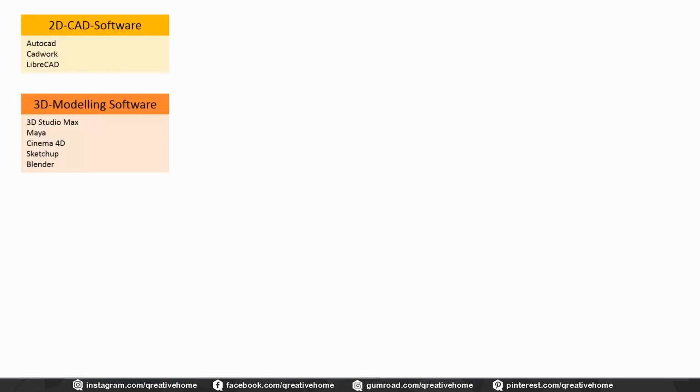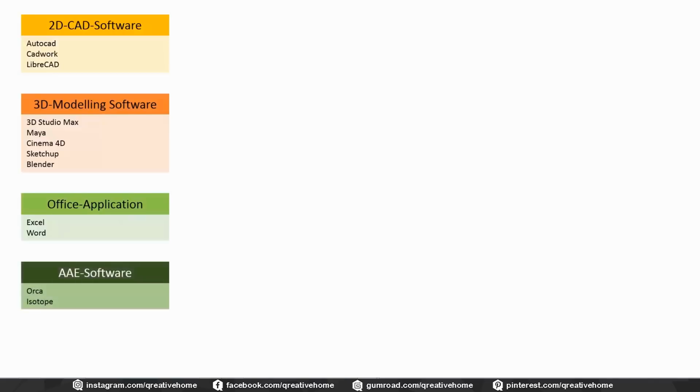Some examples for 2D CAD softwares are AutoCAD and CADWork. 3D modeling softwares are 3ds Max, Maya, Blender, SketchUp and Cinema 4D. You should all know Office software like Word and Excel, which is often used to do the AAE stuff. The only specific AAE software that I know is Orca, but you will maybe get to know one of these when you're working in the office.